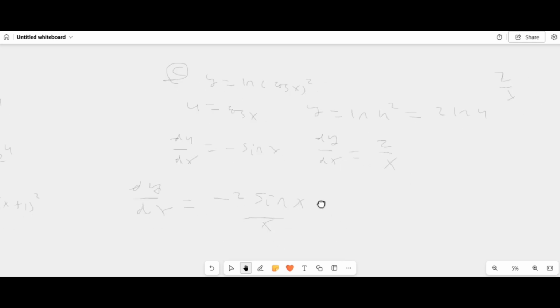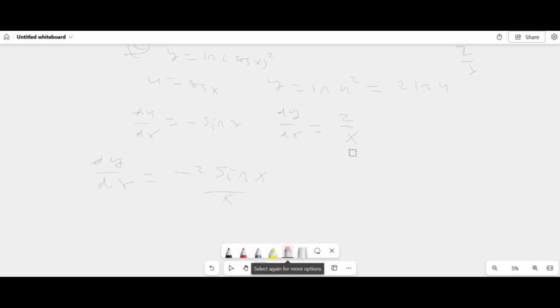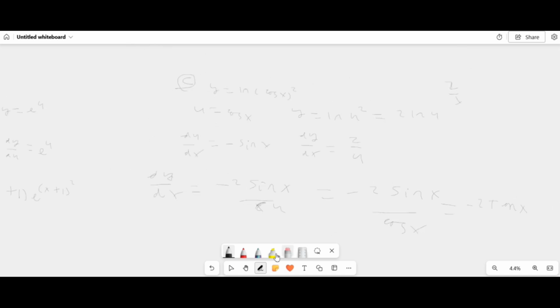What am I saying x for? Should be a u there. And then u is obviously cos x, as we established earlier. So that's over cos x. And as you see, sine over cos is tan, so it's just minus 2 tan x here.